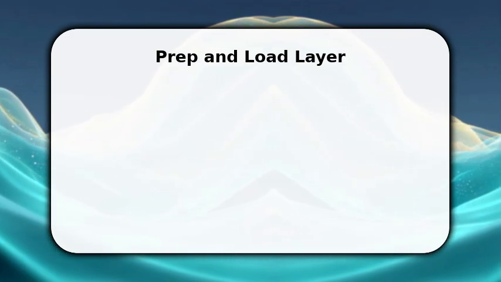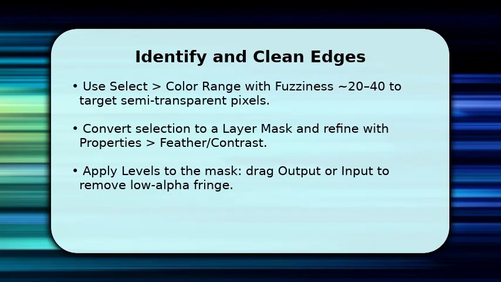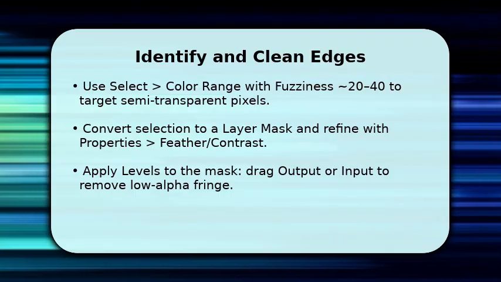You'll now isolate the semi-transparent fringe using Select Color Range. Click on the fringe and set fuzziness until only the translucent pixels are selected. Once selected, add a layer mask. This lets you edit the transparency non-destructively.